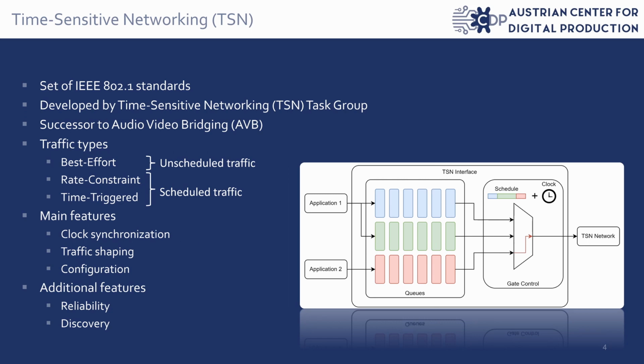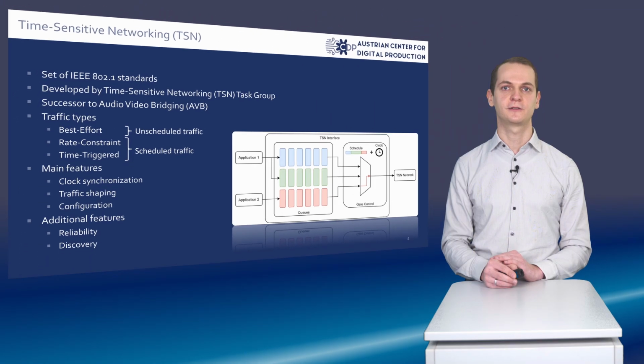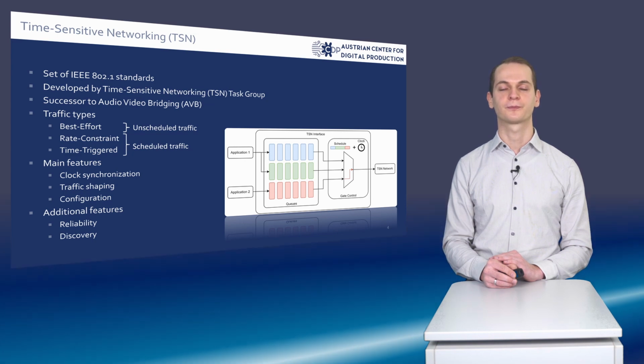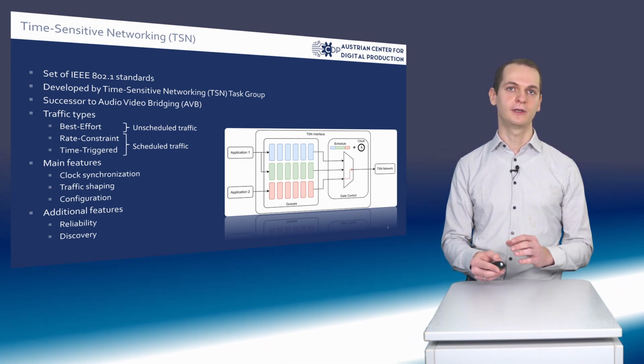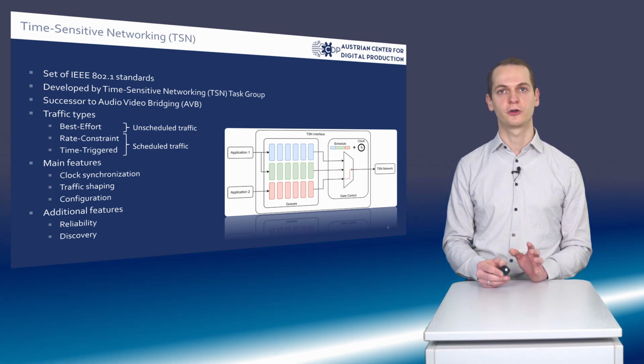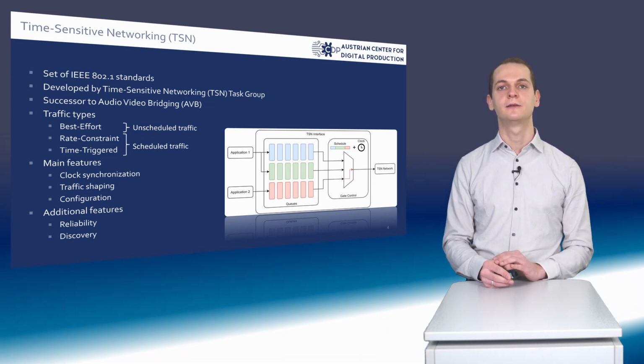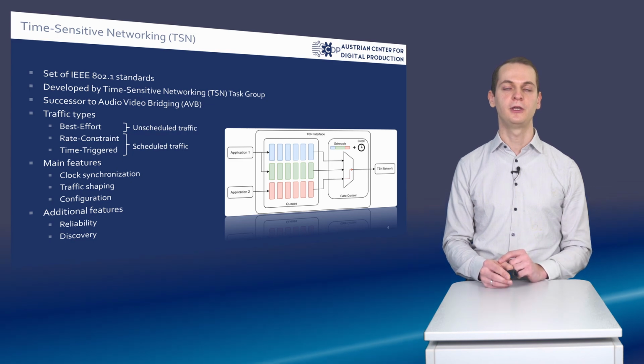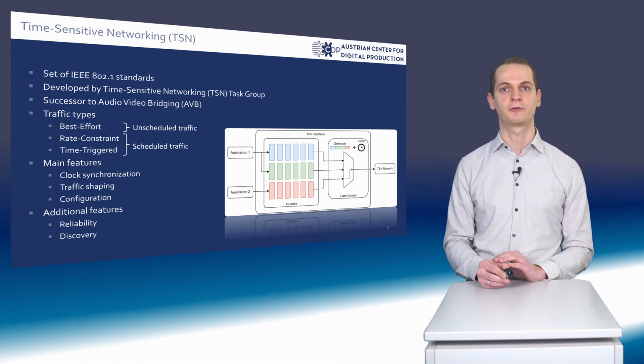The idea of time-sensitive networking is to bring real-time capabilities to Ethernet networks. It is simply a set of IEEE standards that allows you to build real-time applications on basic Ethernet networks. These standards are developed and continuously improved by the Time-Sensitive Networking Task Group. Now, a property that's often overlooked is that time-sensitive networking is a direct successor to audio-video bridging, or AVB. This means that all features of AVB are present also in time-sensitive networking.